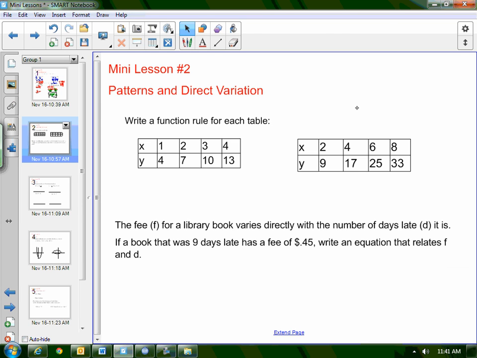All right, mini lesson number 2, patterns and direct variation. When you see a table like this, the first thing you should probably do is determine if it's linear, if it makes a line. The tell for that is if I count from 4 to 7, I get 3.